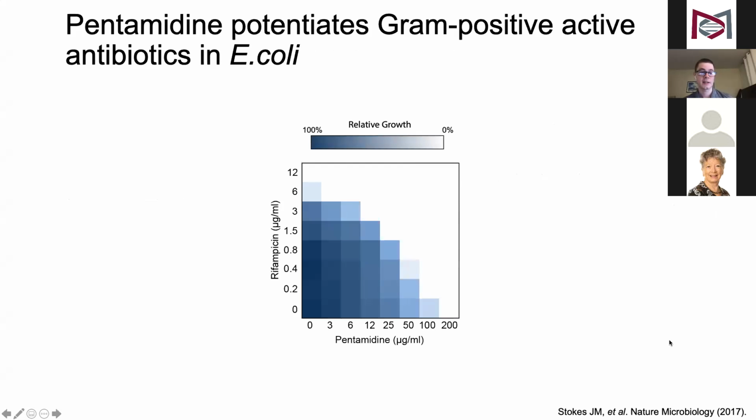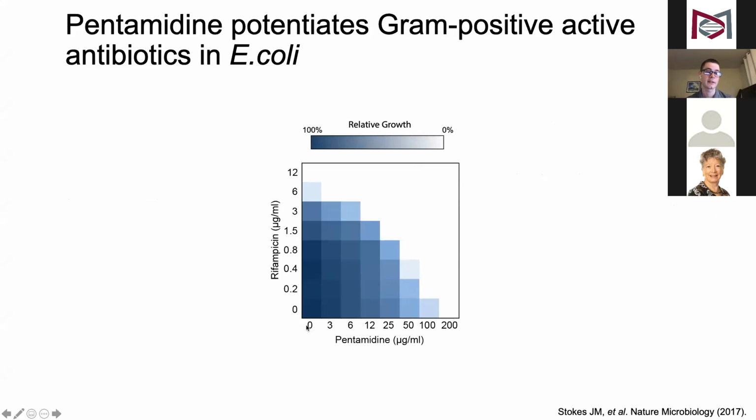So the first question we asked was to determine whether or not pentamidine did in fact synergize with gram-positive active antibiotics. To do this, we conducted a checkerboard assay using pentamidine in combination with rifampicin. So in these assays, we're looking at a matrix of different drug concentrations, looking for interactions between the two molecules. Dark blue represents 100% bacterial growth, and white represents bacterial cell death.